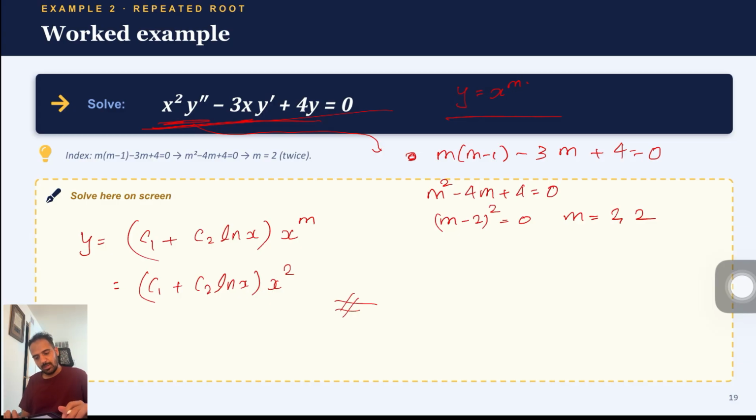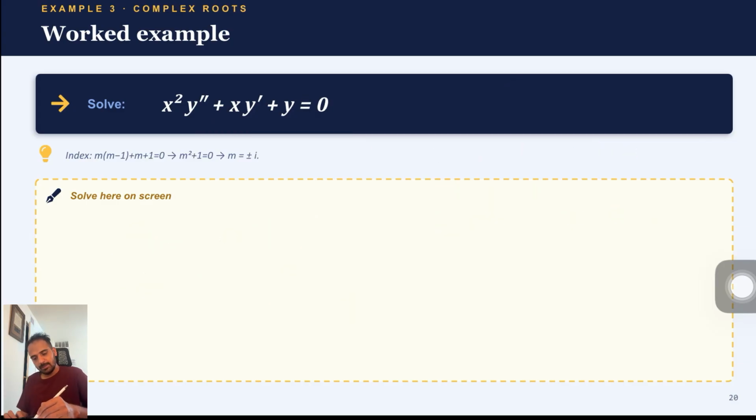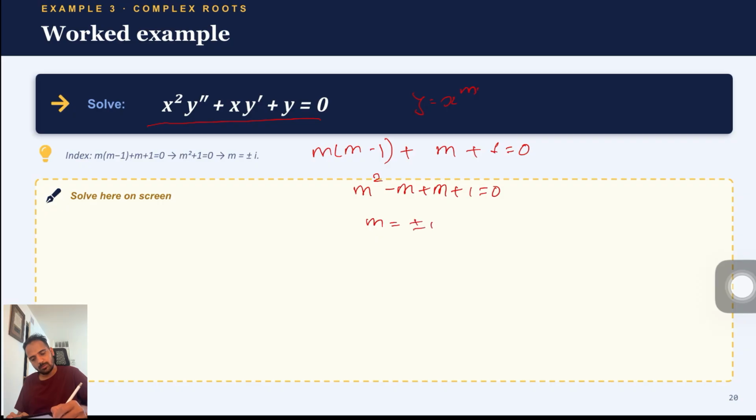Okay, let me do one more question. Again this is in the form of Cauchy-Euler's equation of the second order differential equation, and you can again use the method of y equals x^m solution. So this will lead to the index equation m(m minus 1) plus m plus 1 equals 0, which will give you m² plus 1 equals 0.